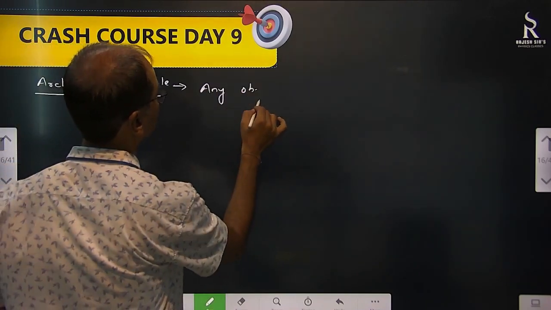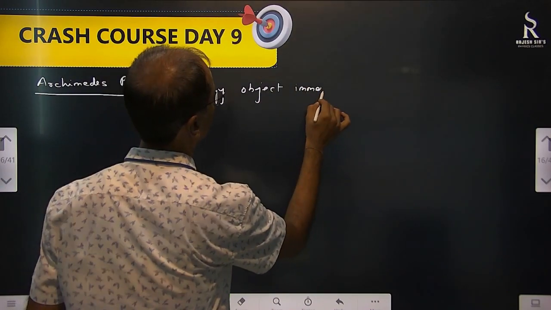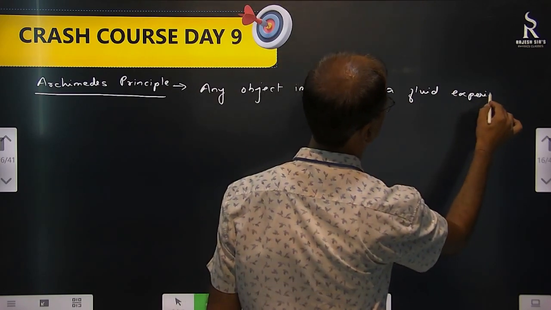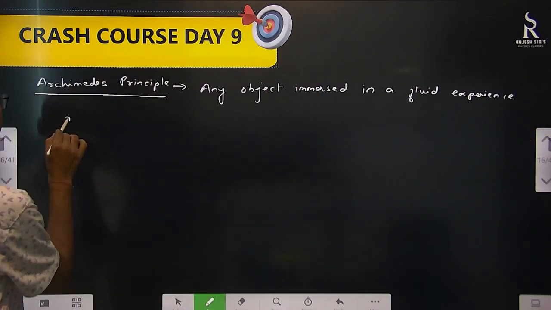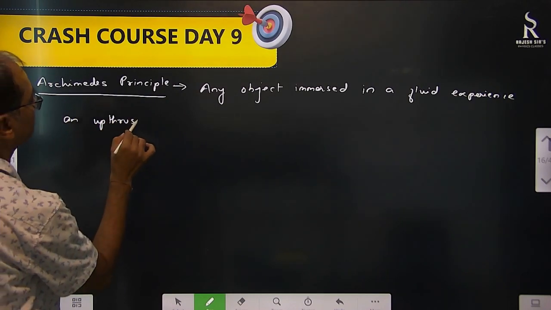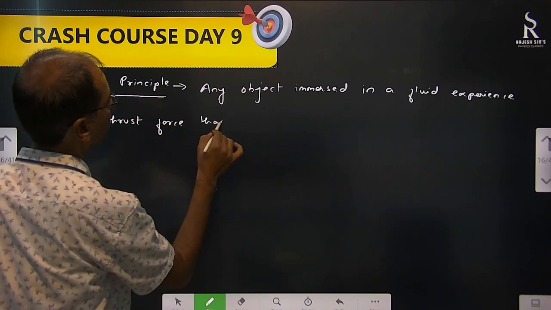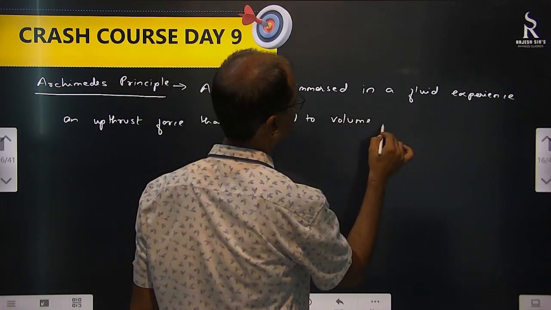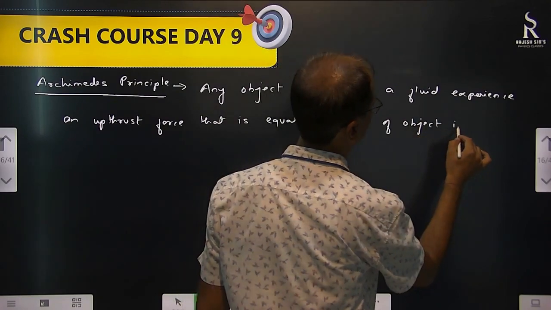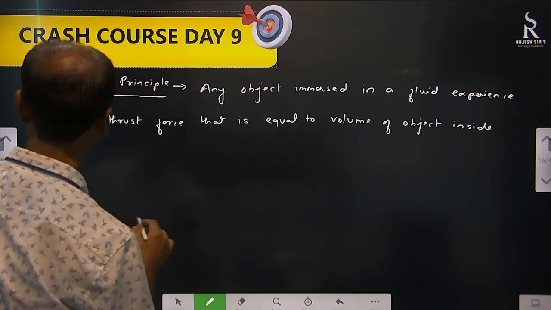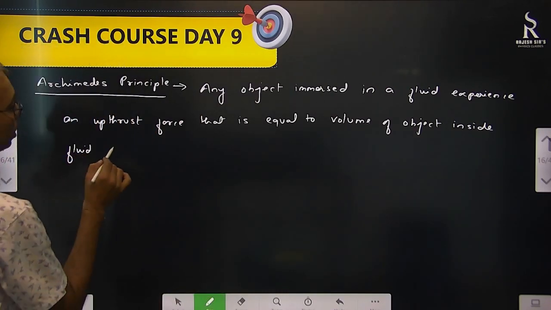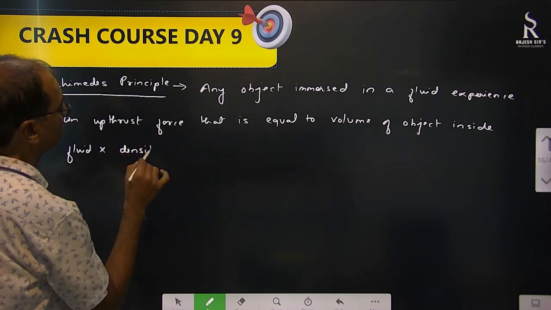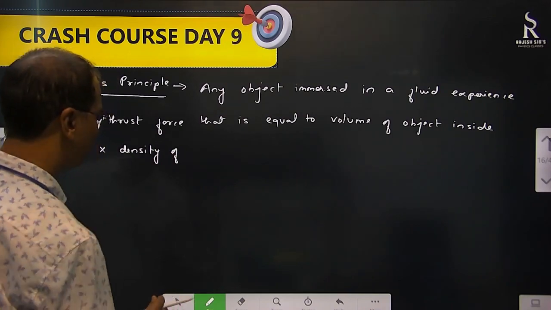So any object immersed in a fluid experiences an upthrust force that is equal to volume of object inside fluid into density of fluid, or in place of this, that is equal to weight of liquid displaced, we'll write.